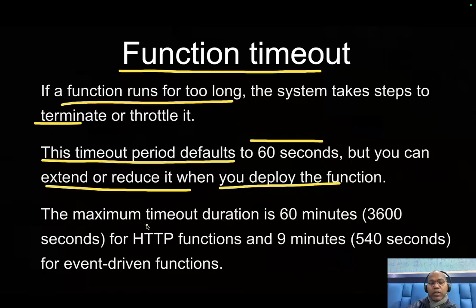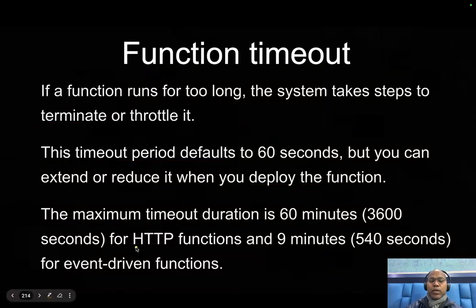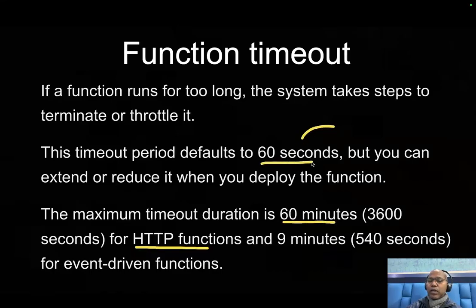If you want to change it, the maximum can go up to 60 minutes for jobs or for any HTTP request, and 9 minutes for event-driven functions. So any event-driven function has a 9 minute maximum timeout, and for any HTTP request there is a longer maximum timeout. The default is 60 seconds, but an event-driven function can have a maximum of 9 minutes.